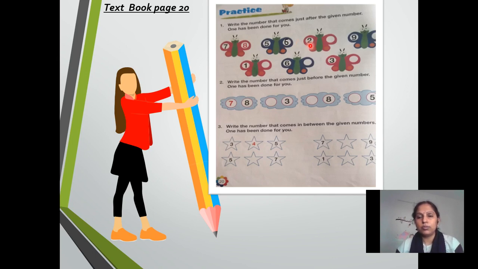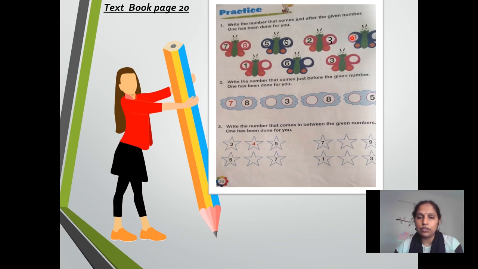Now go to the next butterfly. Left side is 2. What is there on the left side of butterfly? 2. So what will come after 2? Yeah, write quickly. Done? Okay, next one. Next butterfly has a question 9.